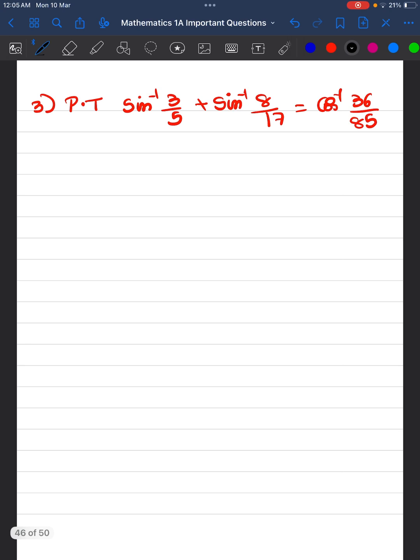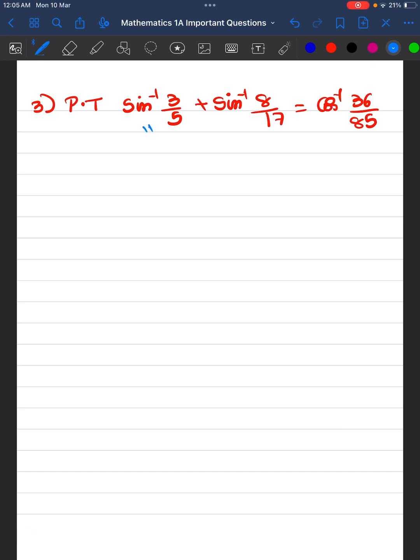Now we are solving the third problem here. What is our third problem? Sin inverse 3 by 5 plus sin inverse 8 by 17 is equal to cos inverse 36 by 85. In every problem till now, we have converted it in terms of tan and simplified. If you want to directly solve it in terms of sin or cos, that is also fine.